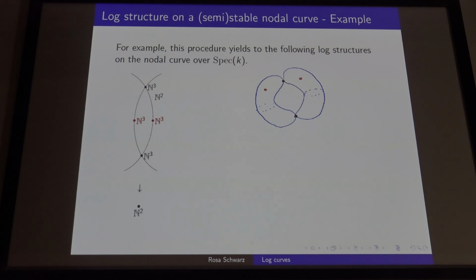From N squared at a node, it looks like the diagonal map on one copy of your N squared and just the identity map on the other copy. Then you get N to N squared to N cubed. But around the marked points you would map N squared to, on one component you just map to 0, and on the other component you just do the identity. So even though you get the same stalks upstairs, the relative characteristic is N for the markings and Z for the nodes.